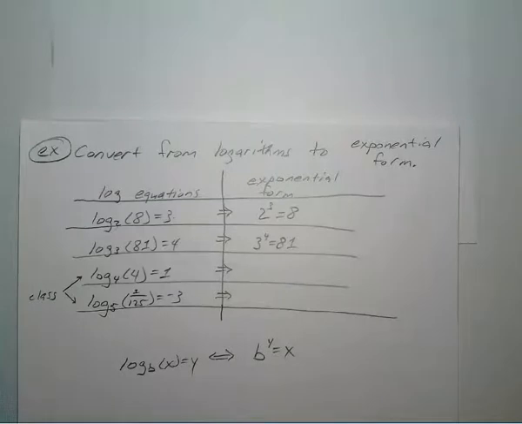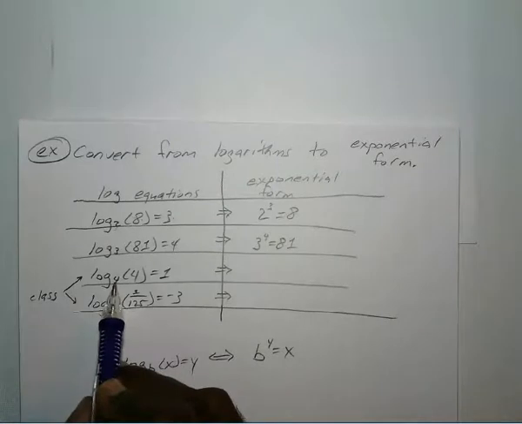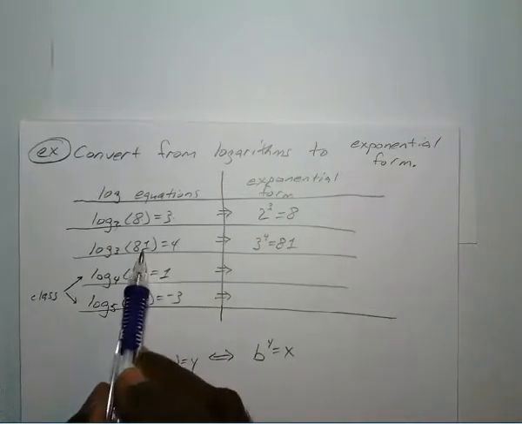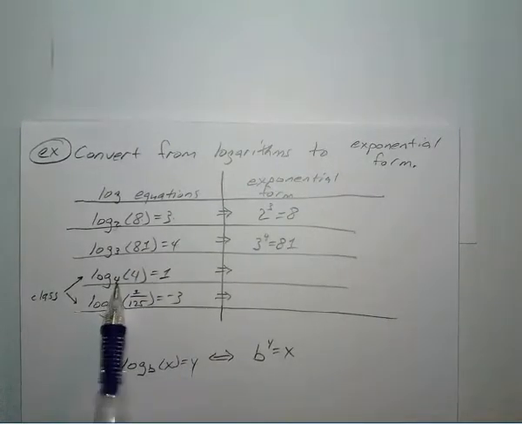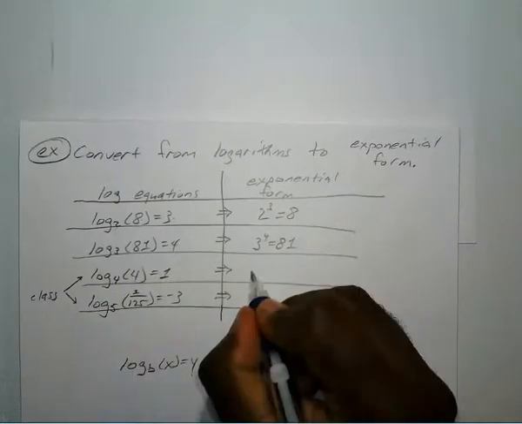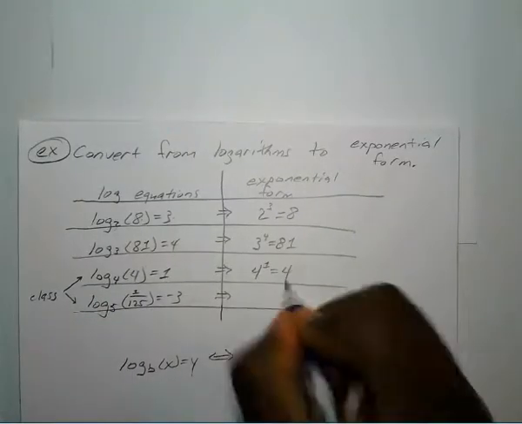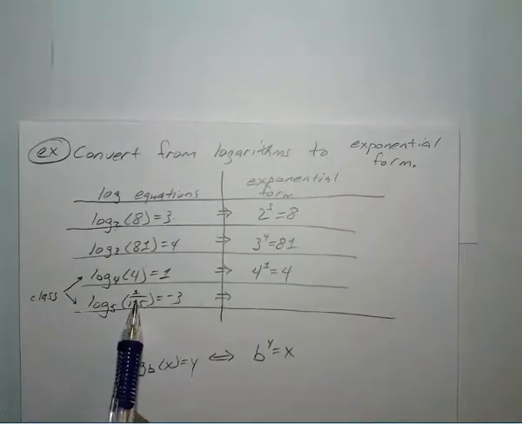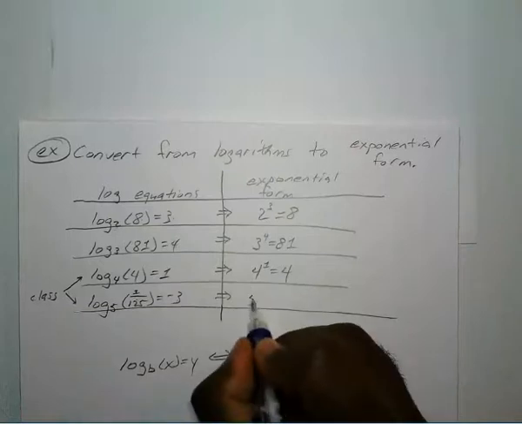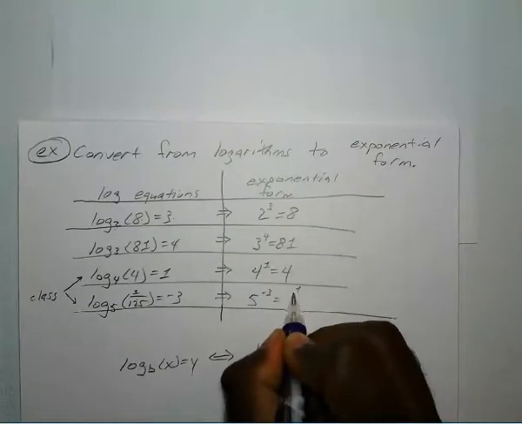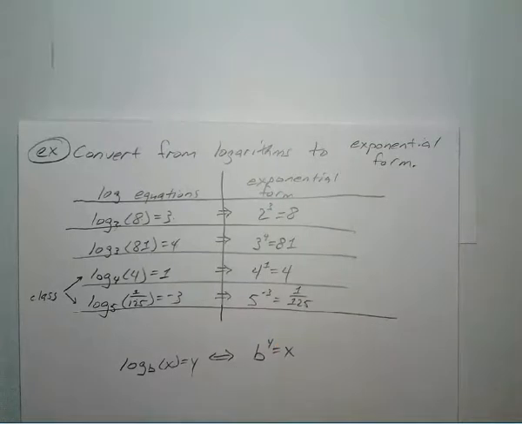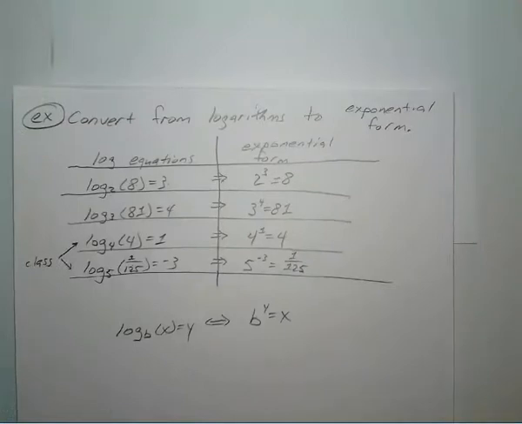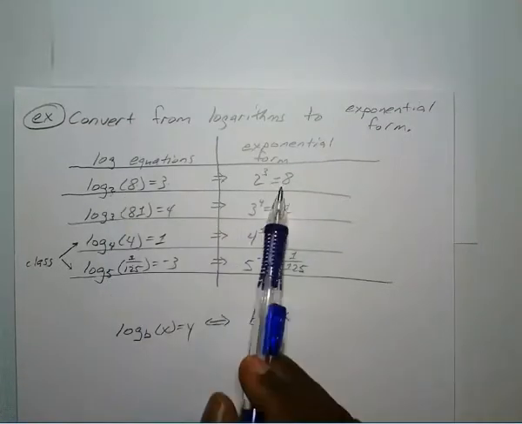Alright, so I'm assuming you've filled those two in. So let's go ahead and fill those out. So here we have 3 to the power of 4 equals 81. Do the same thing here. 4 to the power of 1 equals 4. Okay, same thing here. 5 to the power of negative 3 equals 1 over 125. And that's it. Okay, so that's how you convert logarithmic equations to exponential form.